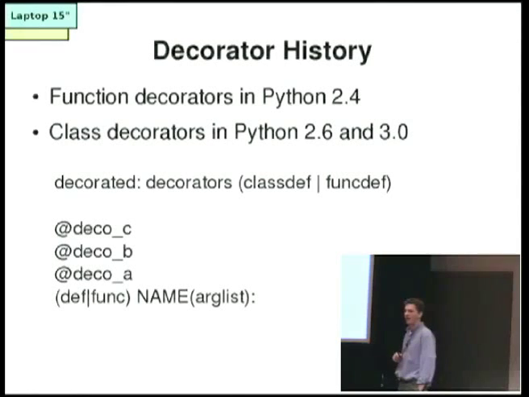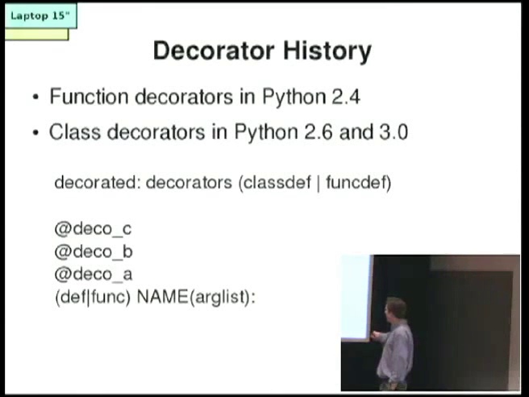Meanwhile, I wrote a patch to add class decorators in 2.4. 2.4 was released, it wasn't applied. Updated the patch for 2.5. 2.5 was released, and it wasn't applied. Then finally, in 2.6 and 3.0, we have class decorators.